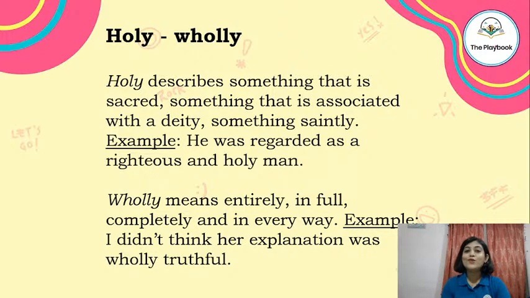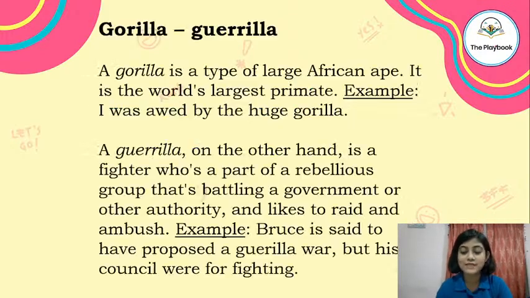Okay, now we'll move on to the third set of homophones. Gorilla and guerrilla. Okay, so this is quite an uncommon word. A gorilla is a type of large African ape, something that you all already know. It's the world's largest primate. Looking at an example, I was awed by the huge gorilla. Now, what is the other word which sounds the same?